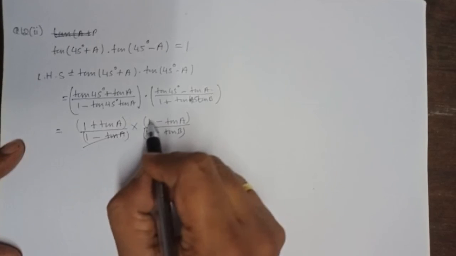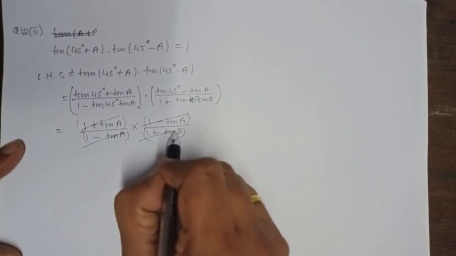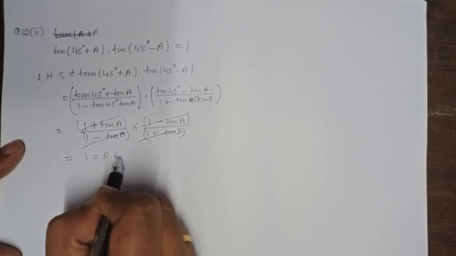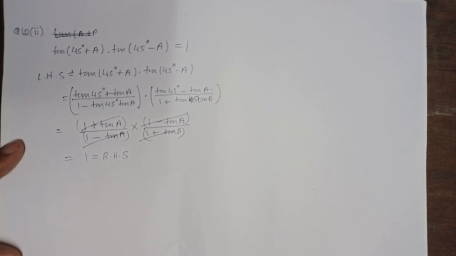Now this is a ratio of similar quantities, so we can cancel, and everything is cancelled out, and this is equal to 1, the right hand side. You just have to use the formula.